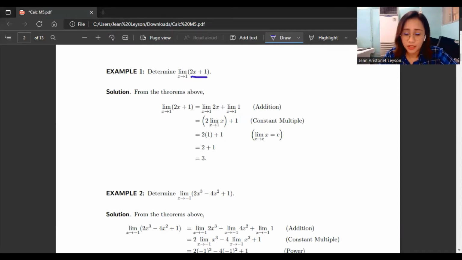Now, from the theorems above, so using the theorems which I have discussed earlier, so solving for the limit, we can actually apply first the addition property or the addition rule, since the polynomial is separated by addition or a plus sign. So since we know that we will be applying the addition rule, we can actually also apply the distributive property. We can distribute the limit to each of the terms here, 2x and 1. So if you can see right here, we have the limit of 2x as x approaches 1 plus the limit of 1 as x approaches 1.